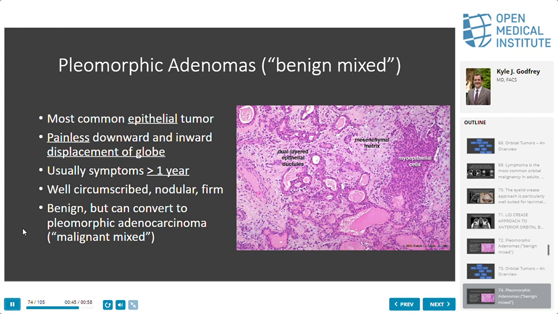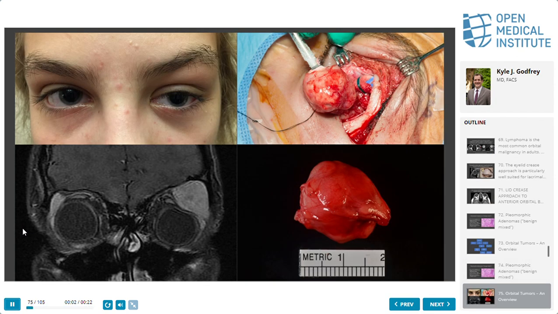These are lesions you want to excise in their entirety, because if you just do an incisional biopsy and you open the capsule, over time they can actually convert from a benign mixed tumor to a malignant mixed tumor, or pleomorphic adenoma to a pleomorphic adenocarcinoma. So this is an example, and I'll contrast this again directly in a second, but you can see compared to the lymphoma, this is the globe here, and you can see how this lesion is really growing and pushing and displacing or deforming the globe.